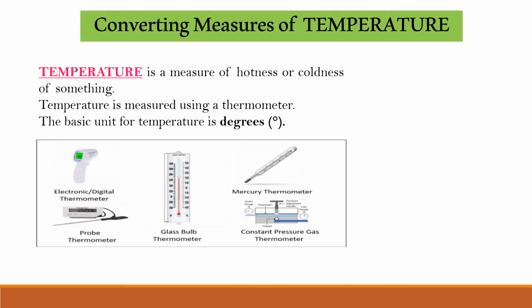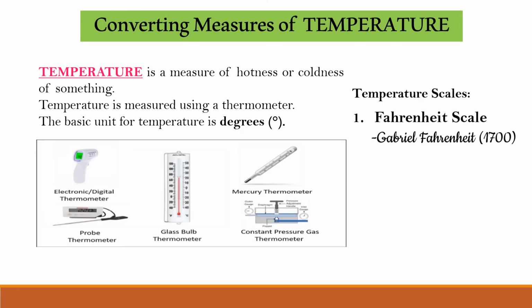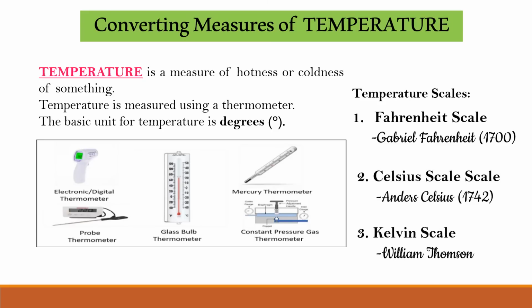So we have the electronic or digital thermometer. We also have the probe thermometer, glass bulb thermometer, the mercury thermometer, and the constant pressure gas thermometer. Here are the three temperature scales. We have the Fahrenheit scale, Celsius scale, and the Kelvin scale.